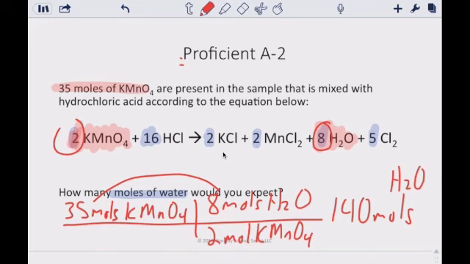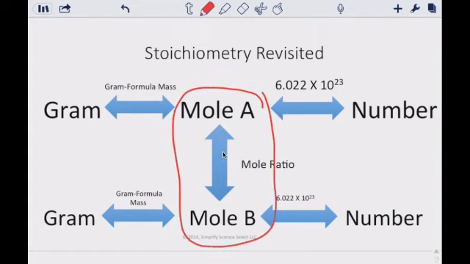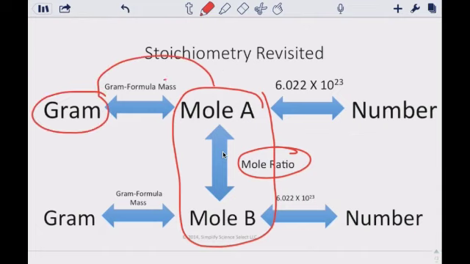Now, looking at stoichiometry again, just looking at the mole flow chart that we have now, what we've been doing is just looking at mole to mole conversions and using that mole ratio. But what we can do is go from grams to moles using gram formula mass, and then moles to mole conversions like what we've been doing to get any substance.